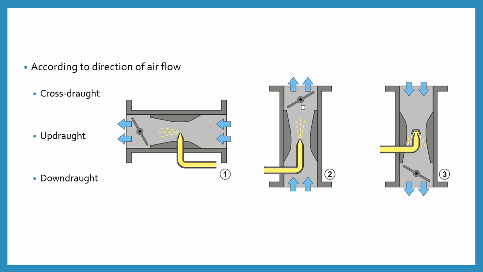In the updraught, as the air enters at the bottom and exits at the top, the injectors spray upward. Here the injectors are placed in a similar way, but there is a path which helps to release the fuel to the lower side. So this is another type of carburetor. That's why there are three types of carburetors available according to the direction of flow: cross draught, updraught, and downdraught.